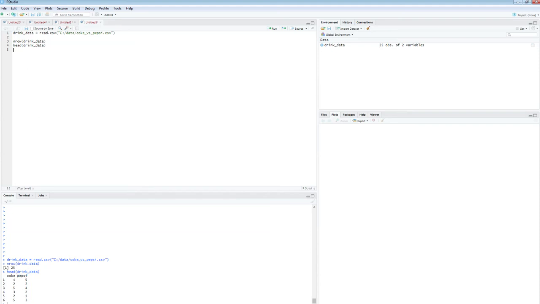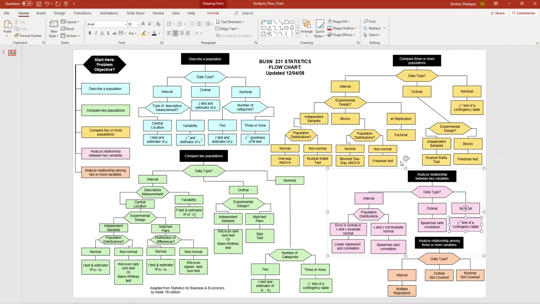Okay, so let me be formal about that. Let's go ahead and go to our analysis flowchart. So in this case, I'm comparing two populations, right? Data type ordinal, right? 1, 2, 3, 4, 5. They're labels. They're not numbers. We assign them to categories, and they are ordered. 2 is better than 1. 3 is better than 2. 5 is better than 4. So ordinal data.